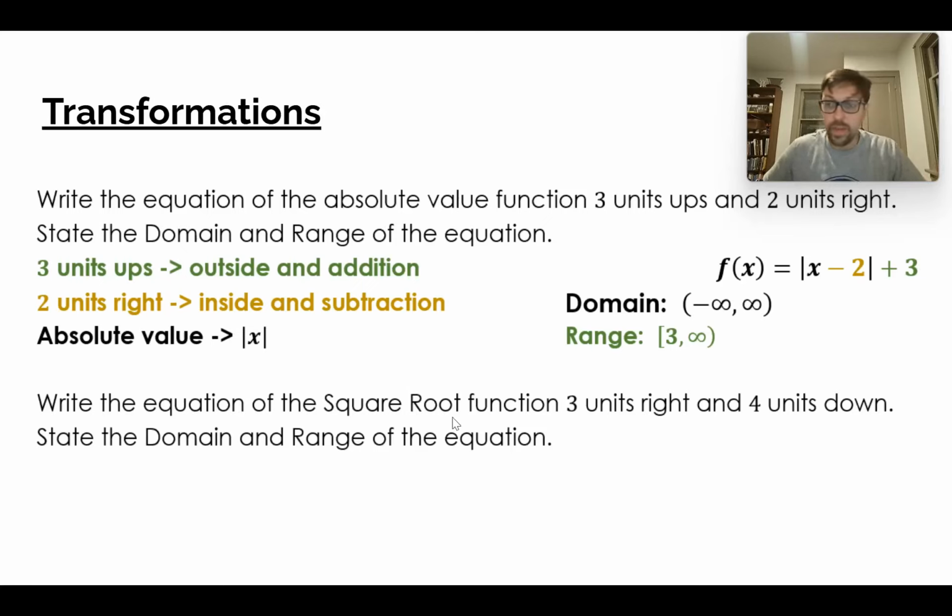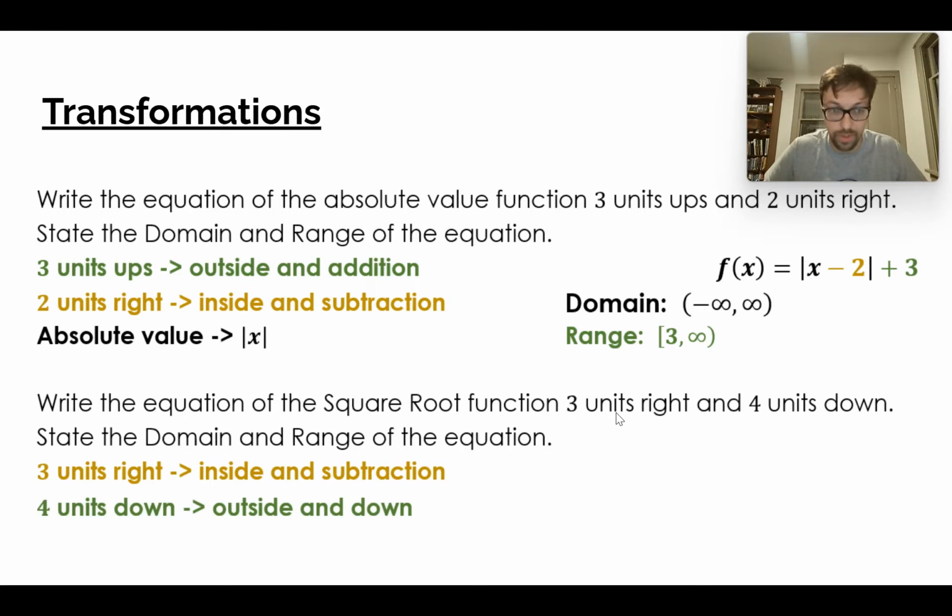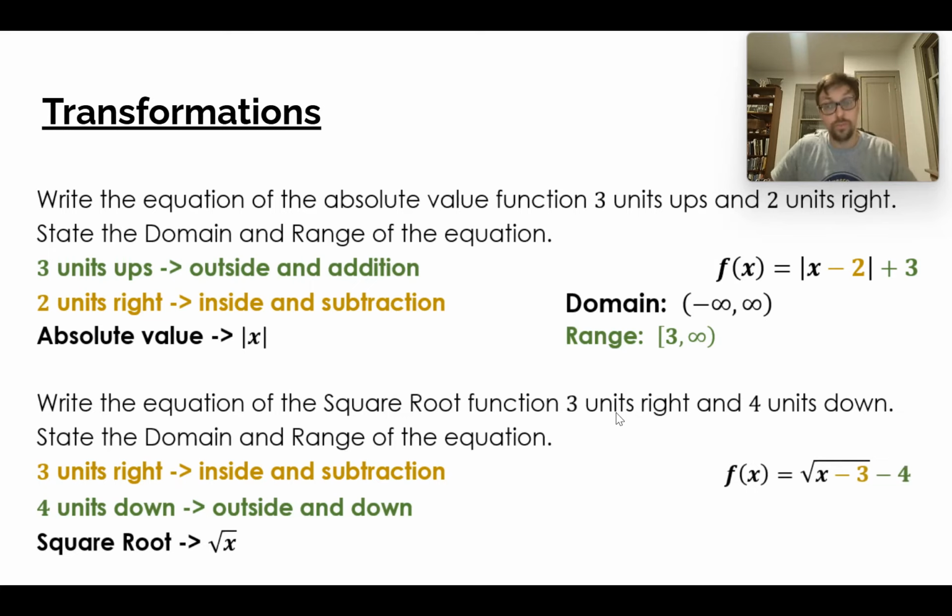In this example, we've got a square root function, which is 3 units right and 4 units down. 3 units to the right, that's going to be inside of our function. It's going to be subtraction. It goes the opposite way while we're inside of that function. Up and down, that's outside of our function, so that 4 units down is going to be outside, and it's going to be subtraction because when we are outside of our function, it follows the directions that we would think. Our square root is just that little hook symbol, so we need to do a -3 inside of that square root and a -4 outside of that square root.